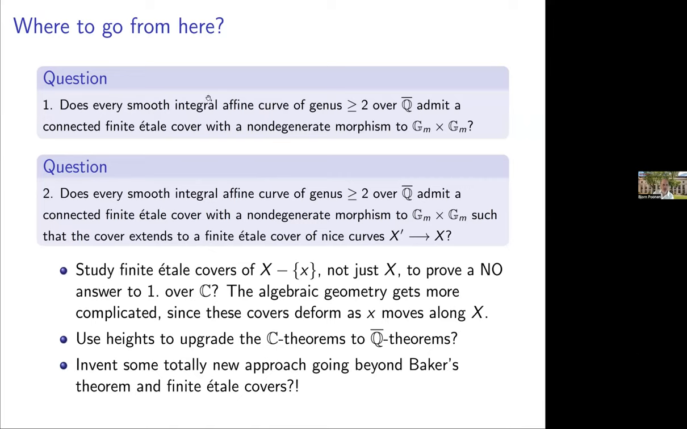If you end up proving a negative answer for one, that means you cannot use Bilu's method for all smooth affine curves, and that makes Yuri Bilu sad. Then it's time to invent some totally new approach to find the integral points on curves that goes beyond Baker's theorem and finite étale covers. I don't know what that would be, but I guess that's the way it is.